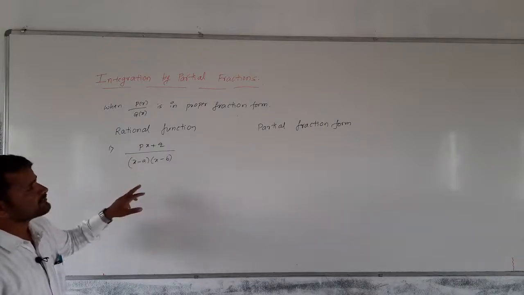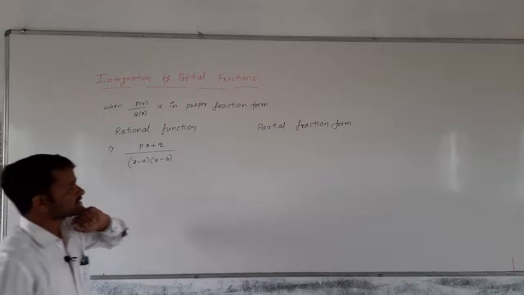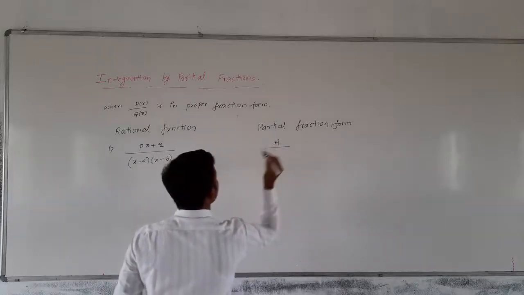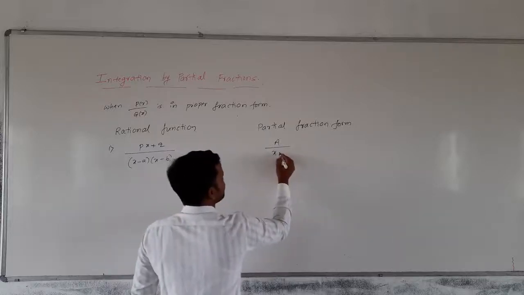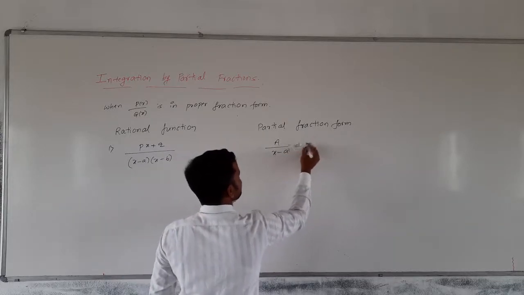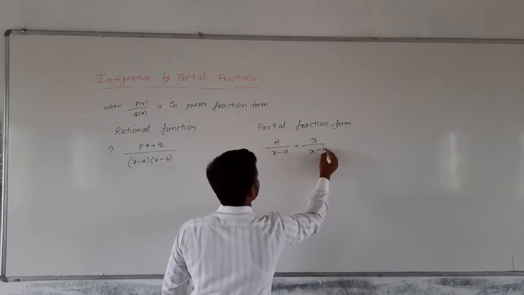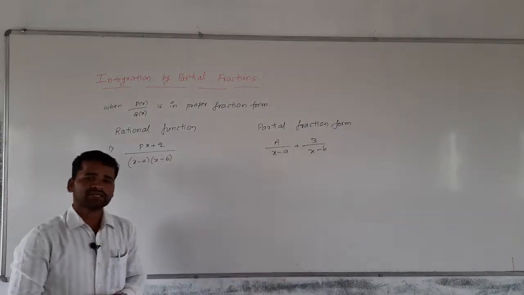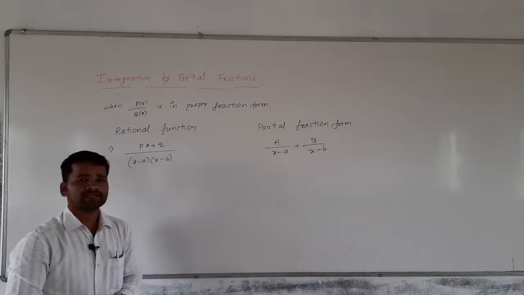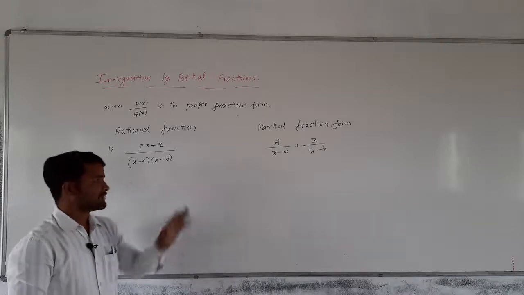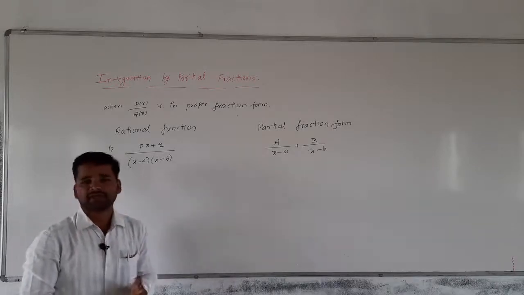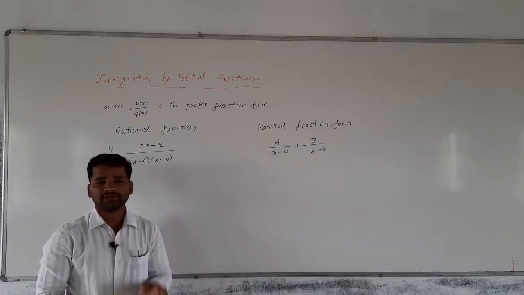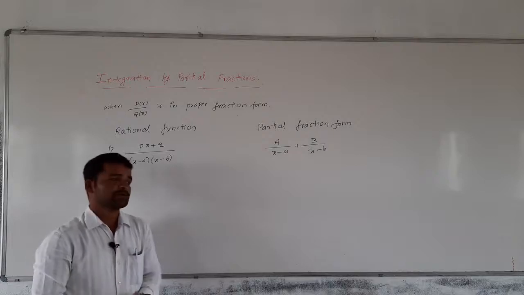When it is in the proper fraction form, using the partial fraction technique, how can we write? We can equate that as A by x minus a plus B by x minus b. We can write it in this form. How will you find out capital A and capital B? We will find out by comparing coefficients method. Finding the values of A and B you will understand while solving the problems.